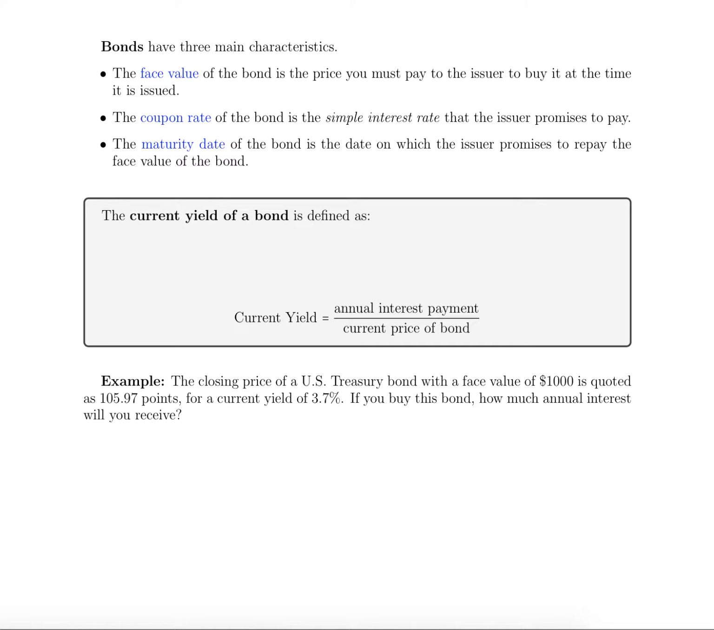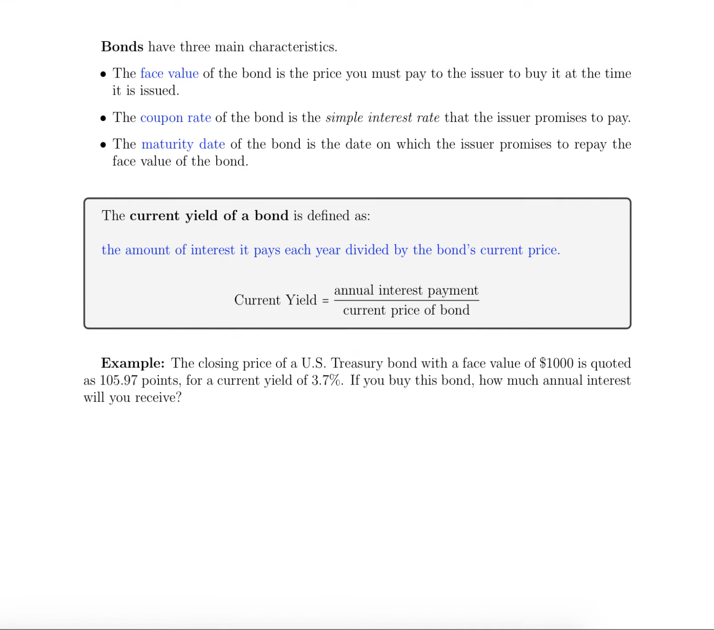So the current yield of a bond, this is where we'll have to do some calculations. Current yield of a bond is defined as the amount of interest it pays each year divided by the bond's current price. In a math formula, current yield equals annual interest divided by current price. This would be a given formula. Y'all don't have to memorize this.